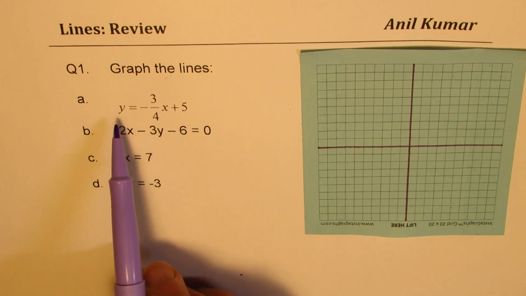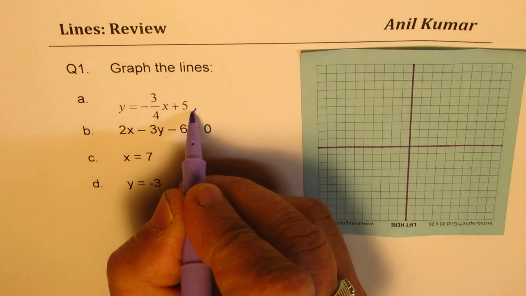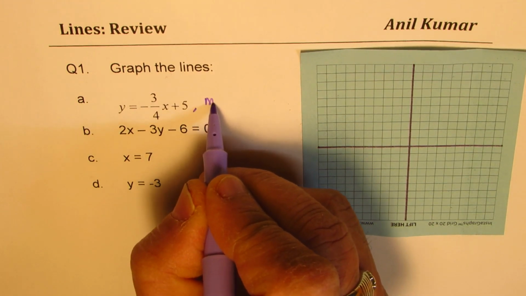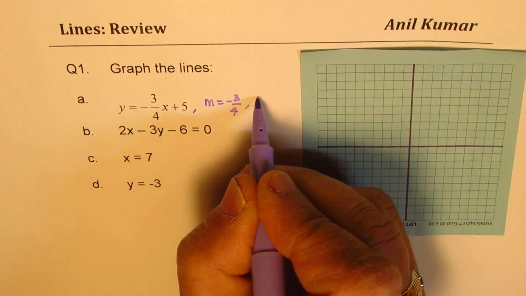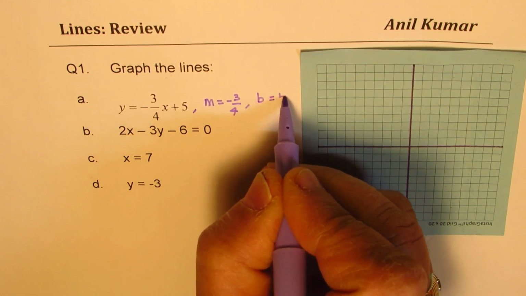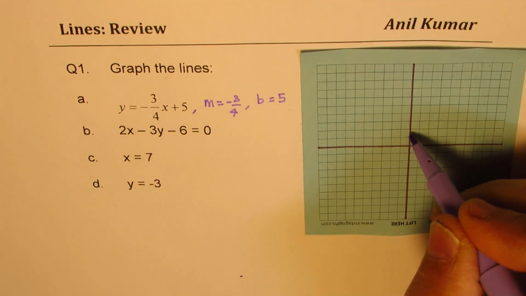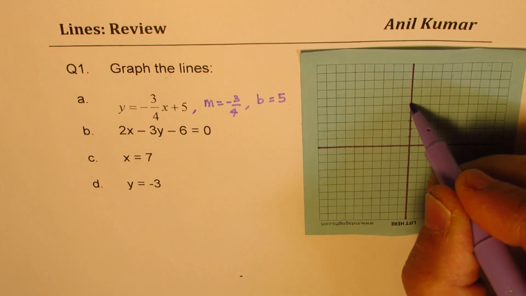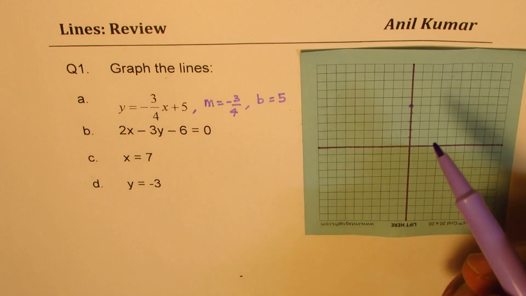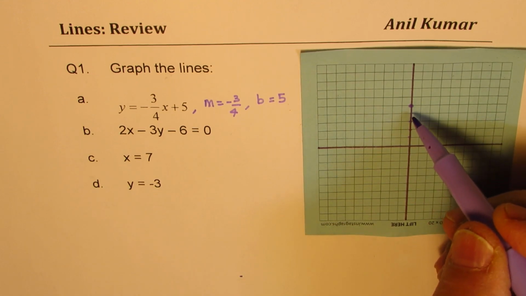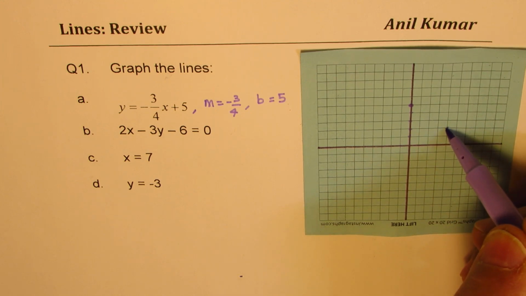The first one here is y equals to minus 3 over 4 x plus 5. So in this case, we have slope m equals to minus 3 over 4 and we have the y-intercept b as 5. Okay? So we can begin with the y-intercept 1, 2, 3, 4, 5. So that becomes our first point. Then the slope is minus 3 over 4. So you can go down 3 units, 1, 2, 3 and 4 right. 1, 2, 3, 4. You get 1 point.